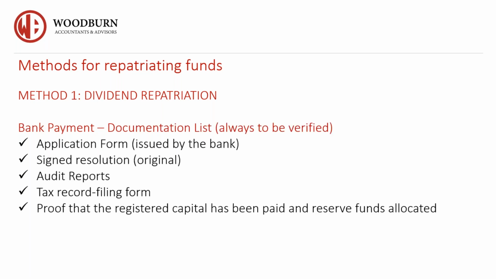At the bank, they will require an application form, the signed resolution in original, the audit reports, the annual tax filing return, the tax record filing form that was signed and chopped by the tax bureau, and proof that the registered capital has been paid and that the reserve funds have been allocated. Okay, very thorough.